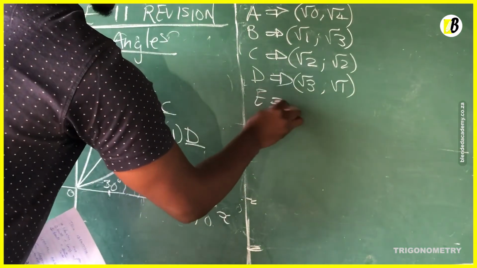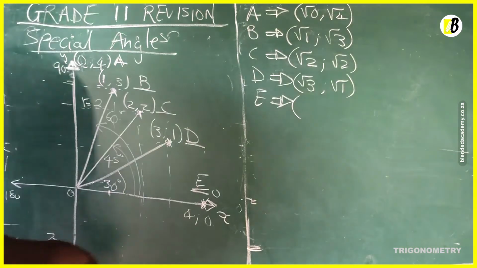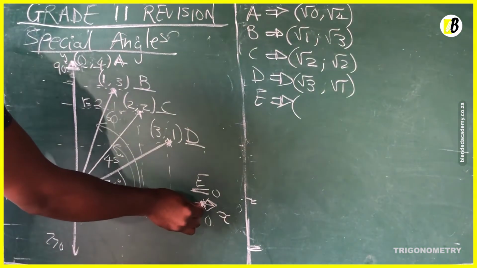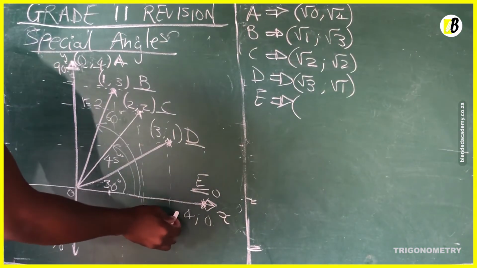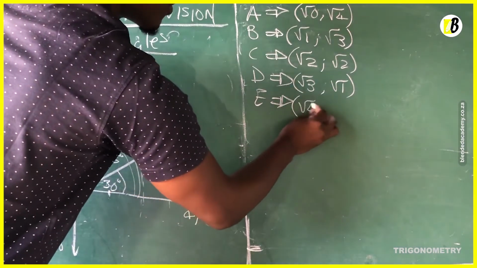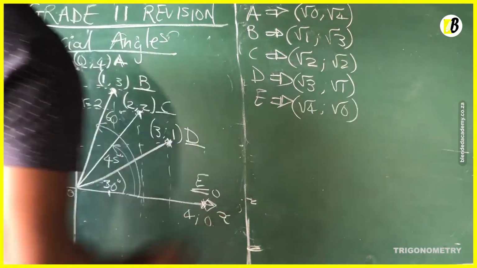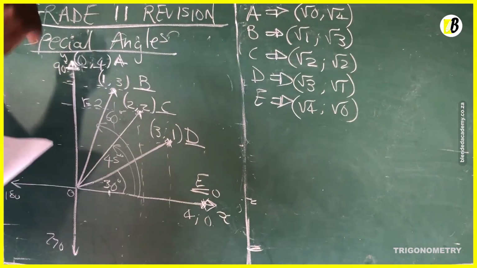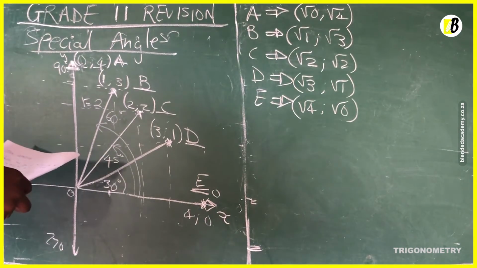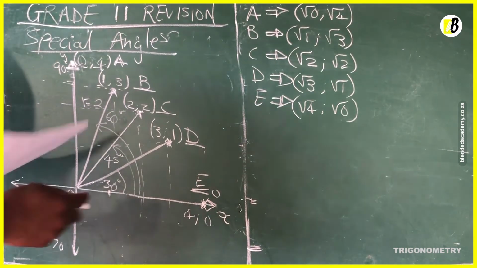And then the last point is E. Our x is maximum. That's why we have square root of 4, and then the y will be square root of 0. We need to know all these coordinates for us to solve special angles successfully.